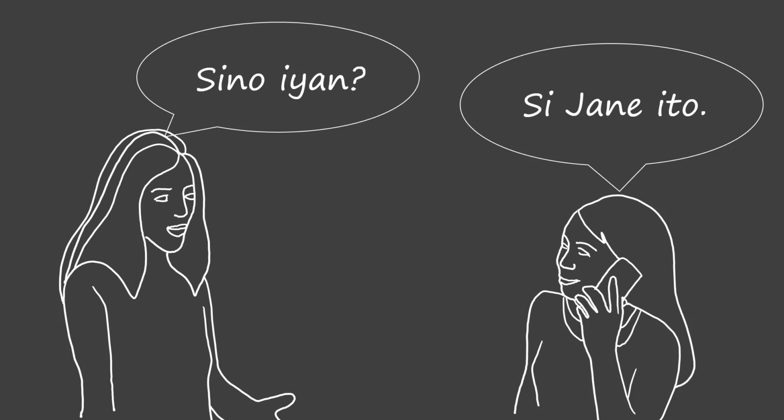Let us talk about the word si. Whenever we are answering a who or sino question, and the answer will have someone's name in it, we will use si plus the name of the person. So in this case, si plus Jane. Si Jane. This is an easy example, right?